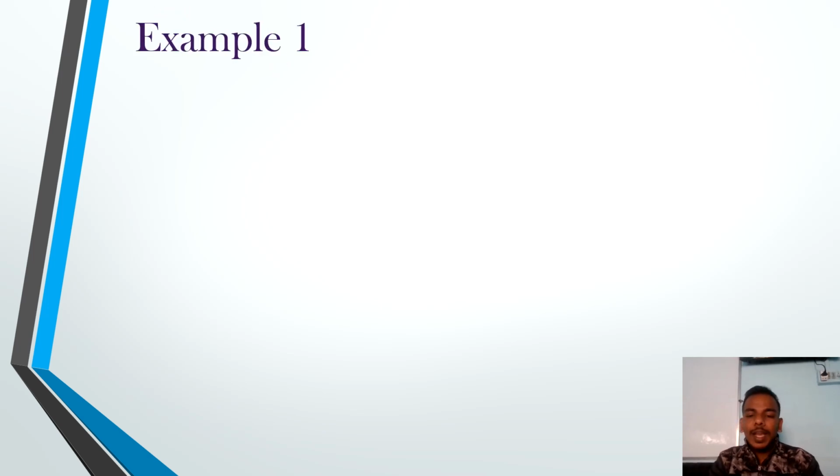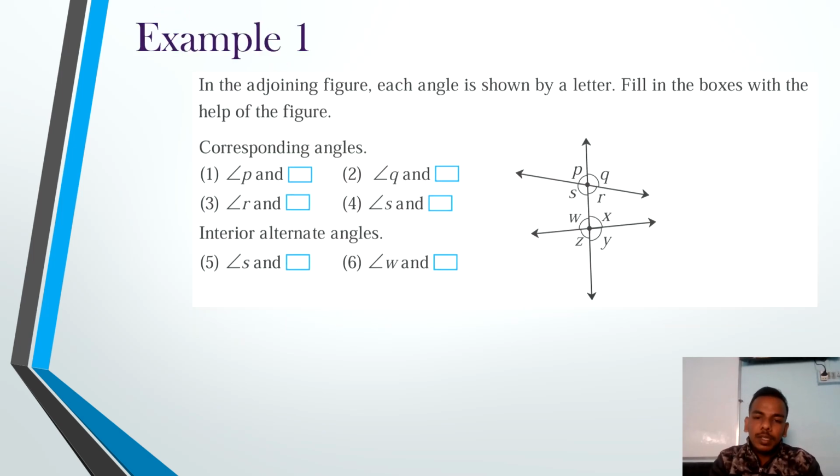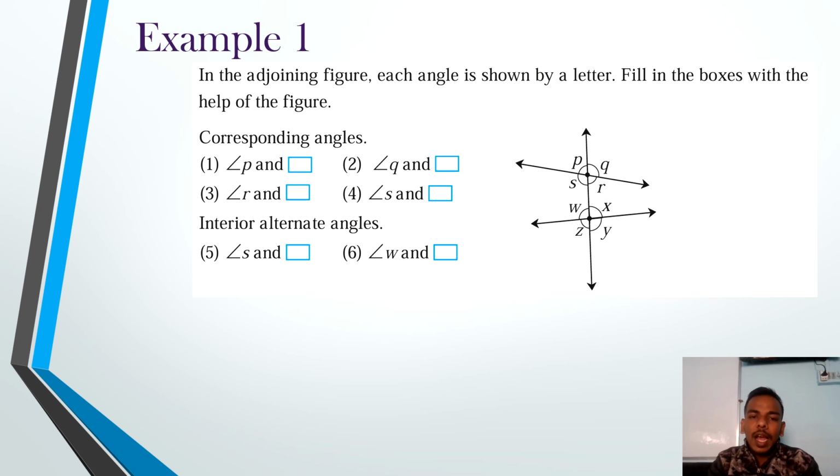Okay. So now we will see some examples. We will solve some examples. Suppose in the adjoining figure, each angle is shown by a letter. Fill in the boxes with the help of the figure. So some corresponding angles you have to find. If you can see here, a total of 8 angles are there: P, Q, R, S, W, X, Y, and Z. So we will see which will be the alternate angles and which will be the corresponding angles.